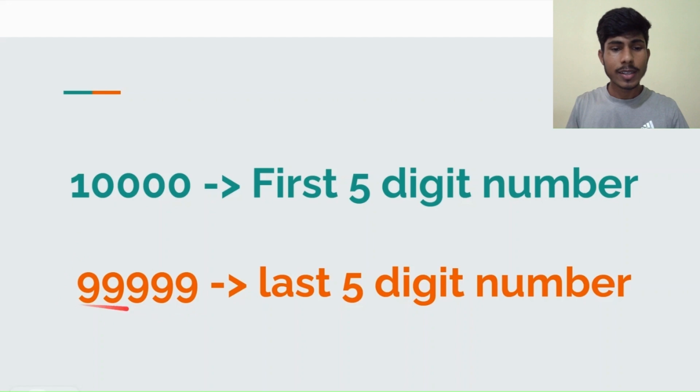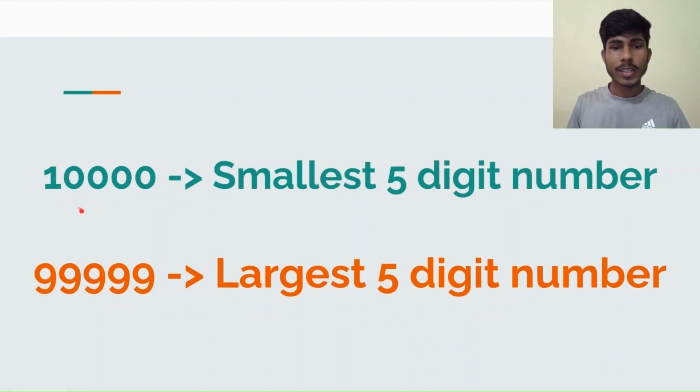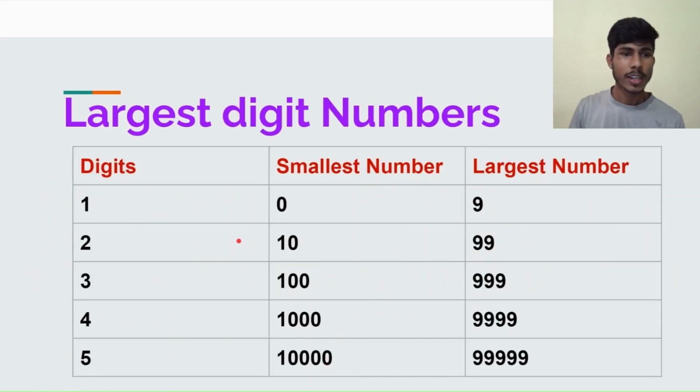So this is the reason it is the largest 5-digit number. Okay. 10,000 will be our smallest 5-digit number, and 99,999 will be our largest 5-digit number. See, you can notice that with a single digit, you got smallest as 0 and the largest number as 9.